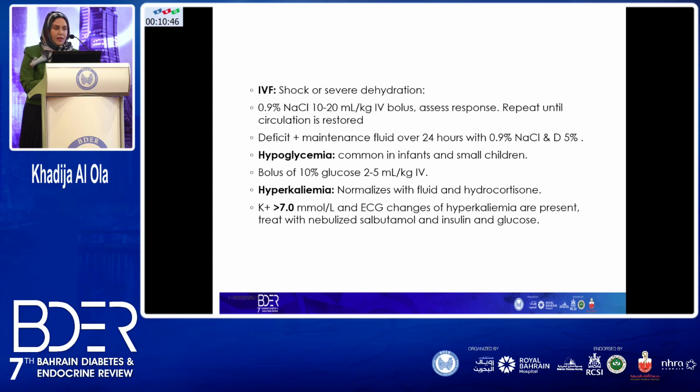Hypoglycemia is seen mainly in infants and small children. In a crisis, a bolus of 10% glucose, 2 to 5 ml per kg, is to be given IV. If there is hyperkalemia, do we have to treat hyperkalemia in a crisis? Usually not. It will normalize by itself with the fluid and hydrocortisone, unless it is really very high, like above 7, or there are ECG changes, then follow the protocol of treating the hyperkalemia with salbutamol, insulin, and glucose.